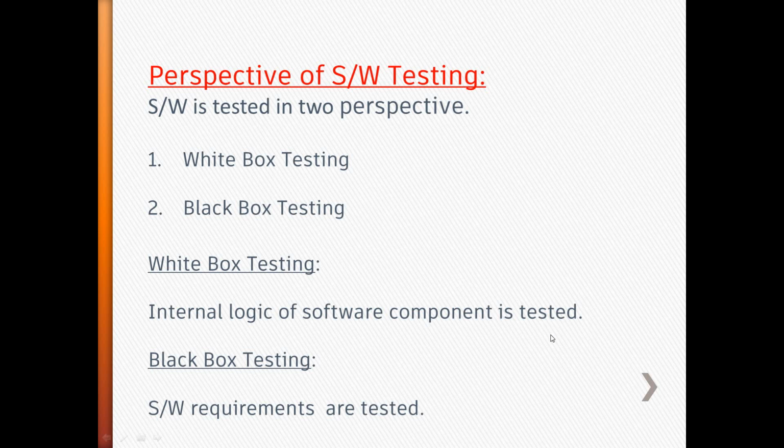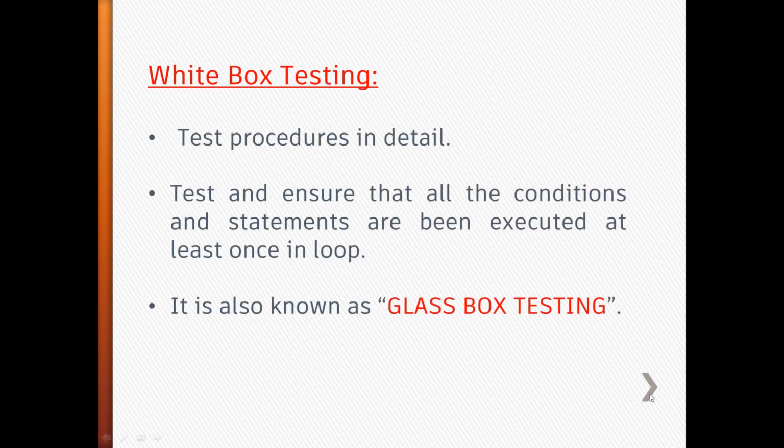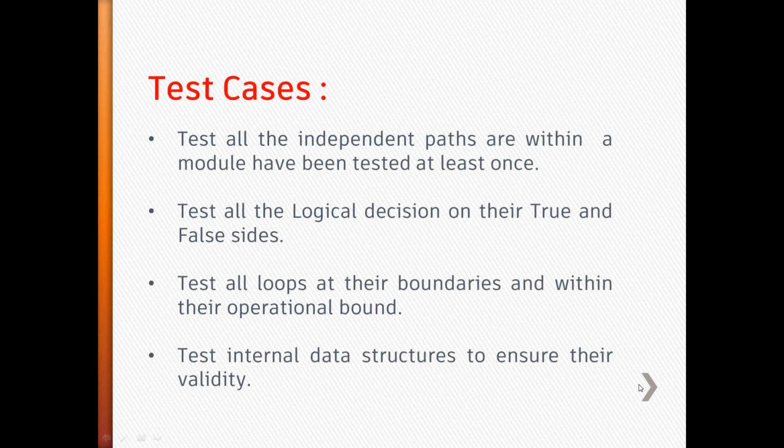White box testing is used to check the internal logic of a software component. In black box testing, software requirements are tested. White box testing tests procedures in detail. It tests and ensures that all the conditions and statements are executed at least once in a loop. It is also known as glass box testing.